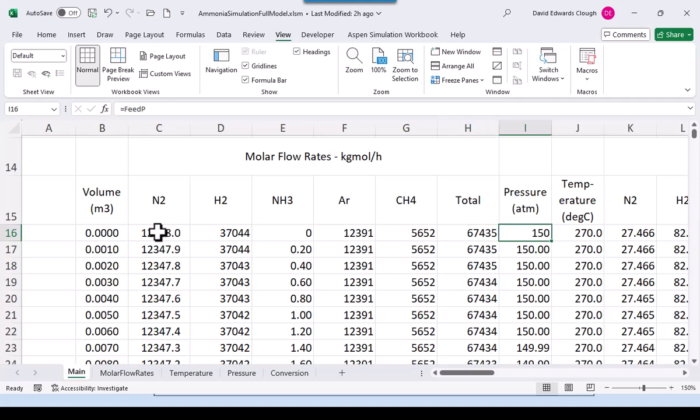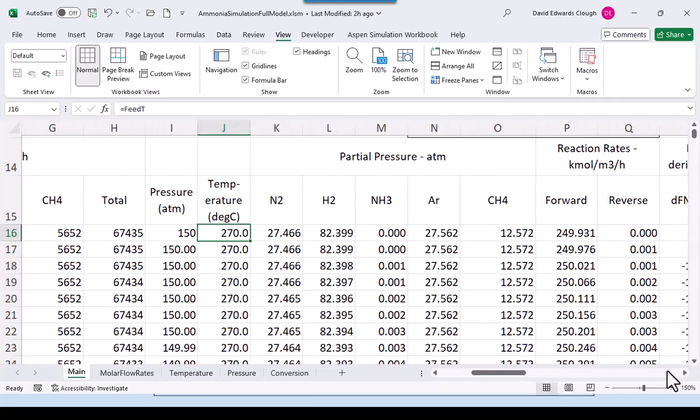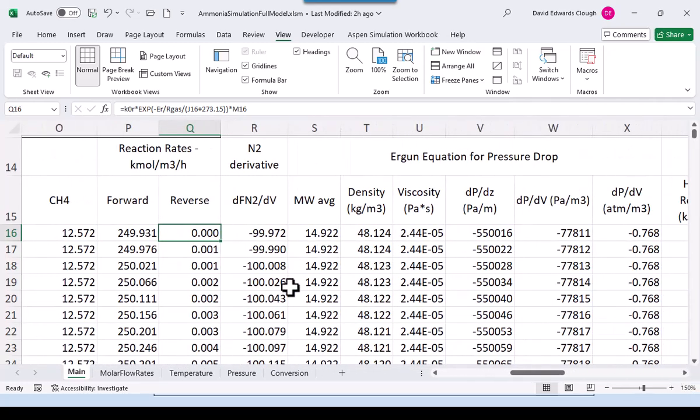But now we've got this as a column here because the pressure is going to change because we're solving the Ergun equation to model that. The temperature is the same kind of relationship we had before. We've got then partial pressures, same as before. We've got our forward and reverse reaction rates, just as before, but now things change a little bit.